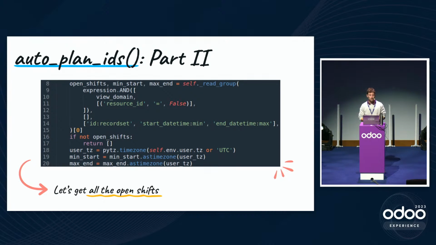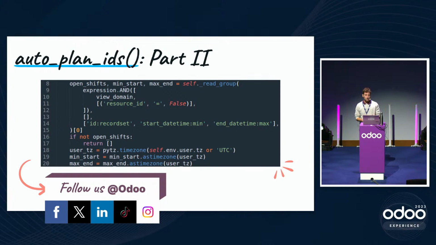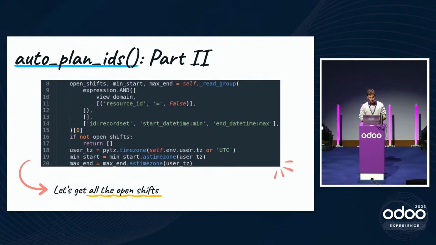In this case, we want to return the ID for the open shift variable, the start date time for the min start, and the end date time for the max end. As you can see, we also have some aggregate functions. For the start date time and the end date time, we have the min and the max for the min start and the max end. And for the ID, we have the record set. We're taking all the shifts, basically. We're not aggregating anything. So once we do this read group, we should have all the open shifts.